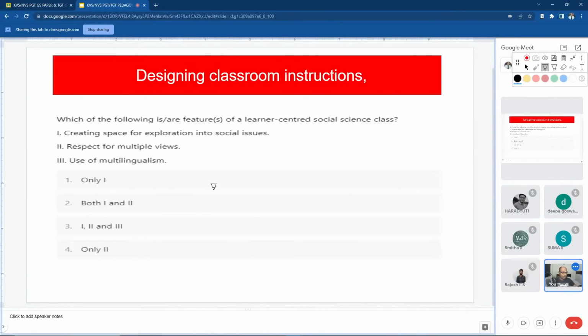Next one. Third question to whom? Rajesh sir. Which of the following is or are features of a learner-centered social science class? Creating space for exploration into social issues, respect for multiple views, use of multilingualism.